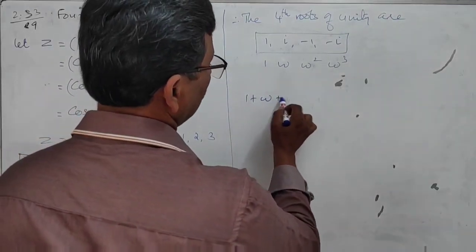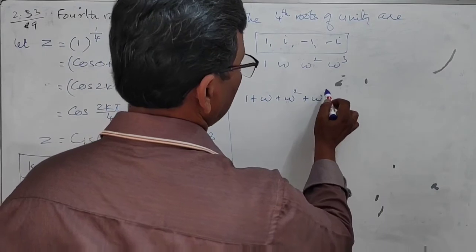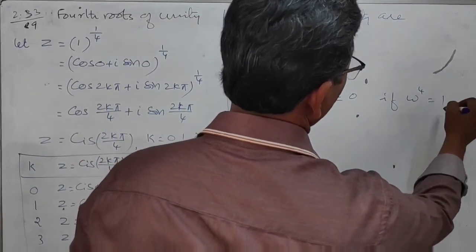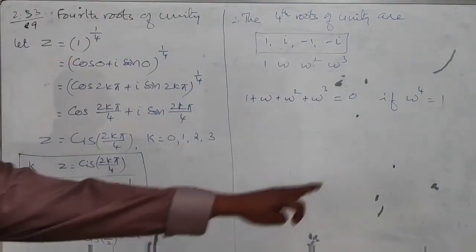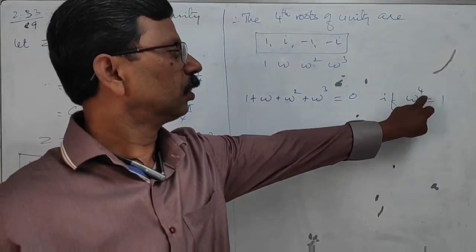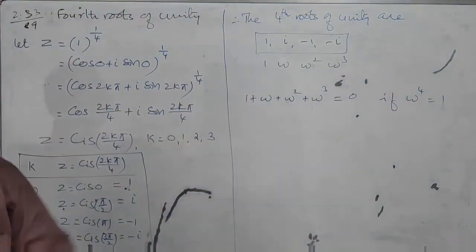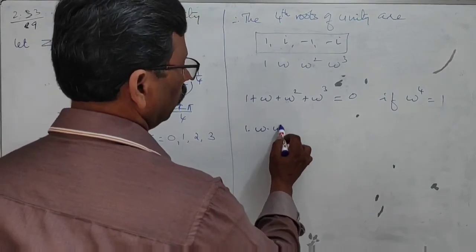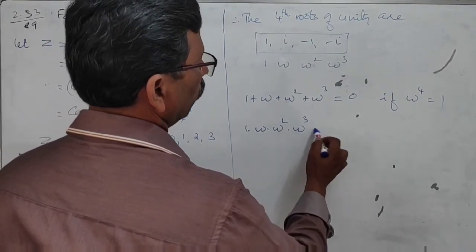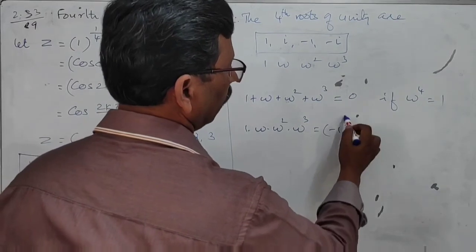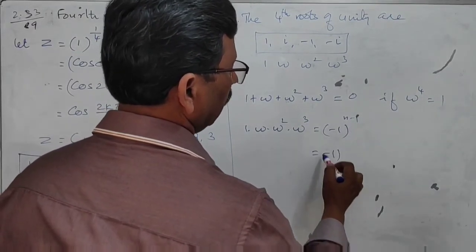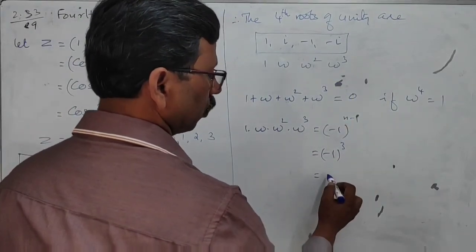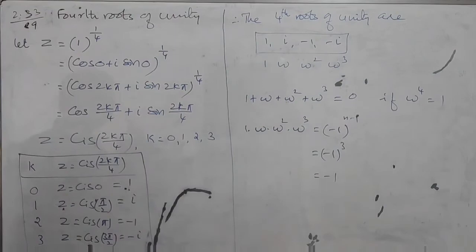That is, you can say 1 plus omega plus omega square plus omega cube equals 0, if omega power 4 is equal to 1. Why omega power 4? Because this means the fourth roots of unity. Likewise, the product 1 into omega into omega square into omega cube is minus 1 power n minus 1, where n is 4, so minus 1 cube, which is equal to minus 1.